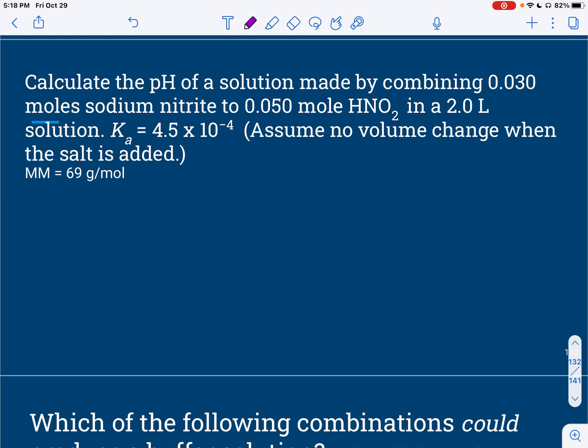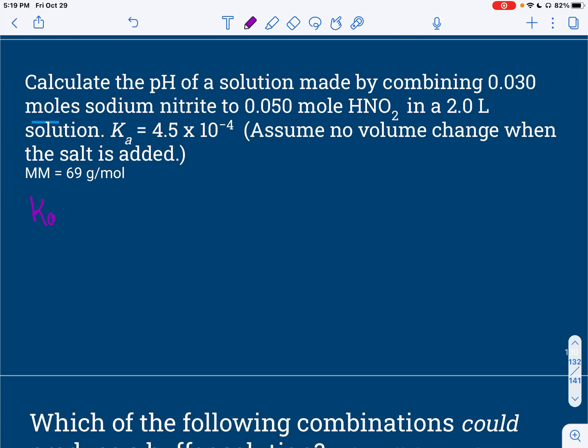All right, so for this one, we have sodium nitrite and nitrous acid. So here we have a buffer. We have our weak acid with its conjugate base. Buffers don't always have to be pH 7. That's a very common misconception. Buffers can be at any pH. You can make a buffer at any pH. So here, we don't necessarily want to say, okay, it's 7 because it's a buffer. You need to do the work, okay?